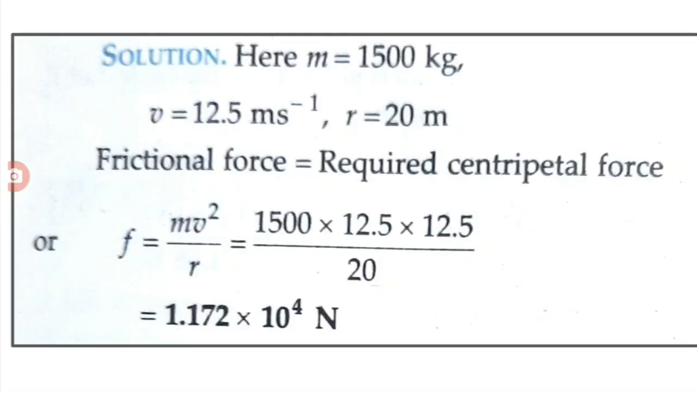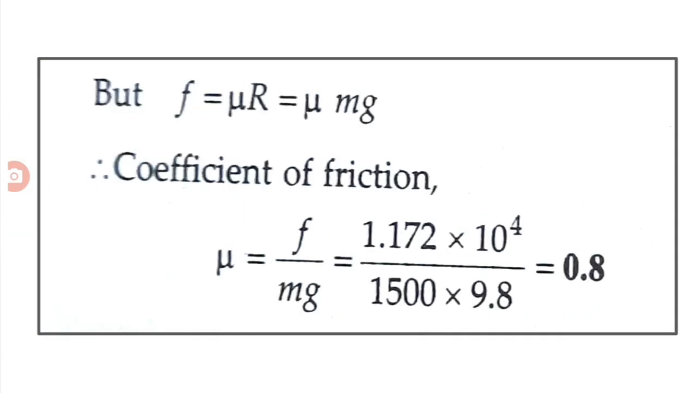So finding the frictional force, that is the required centripetal force, m v square by r, that is equal to 1500 into 12.5 into 12.5 by 20. So we have 1.172 into 10 raised to 4 Newton. So the key concept you should keep in mind is that the frictional force is providing the required centripetal force.